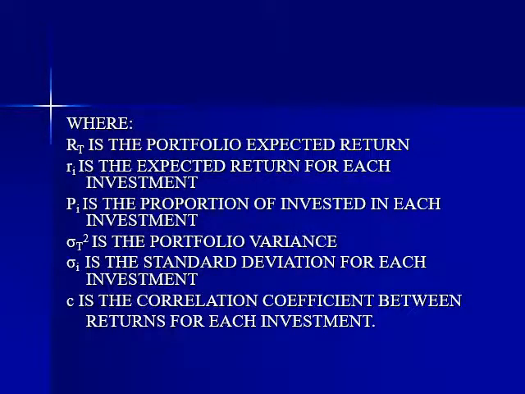Quickly, if we look at these different components: little r, which could be 1, 2, 3, or whatever, is the expected return for each investment. PI is the proportion of that investment in the portfolio. Sigma T squared is the portfolio variance. Sigma I is the standard deviation for each investment. And C is the correlation coefficient between returns for each investment.